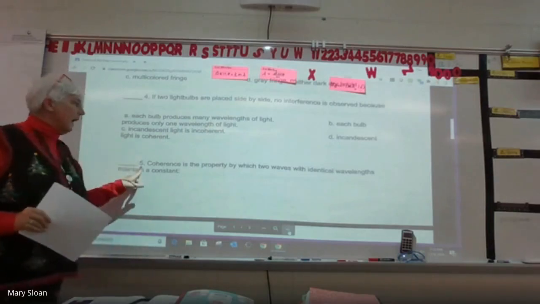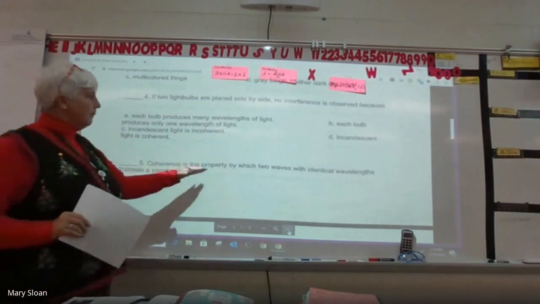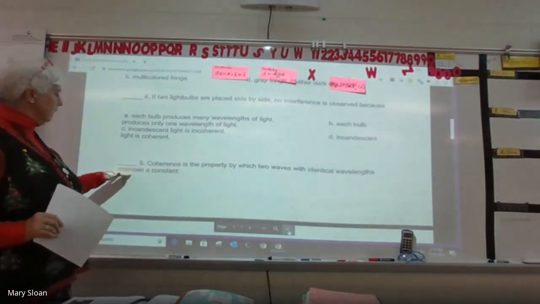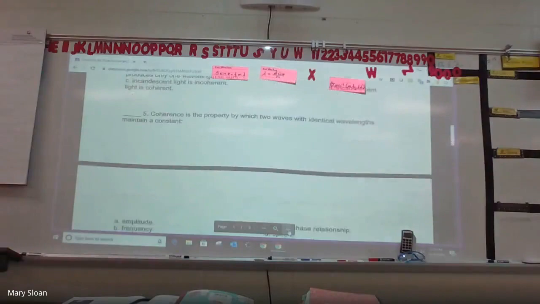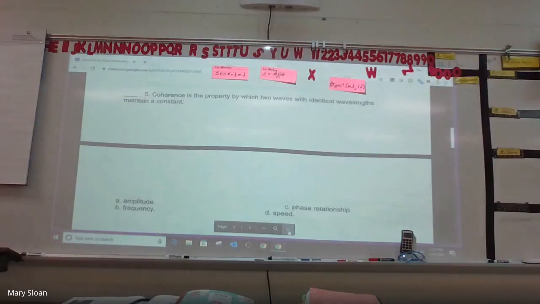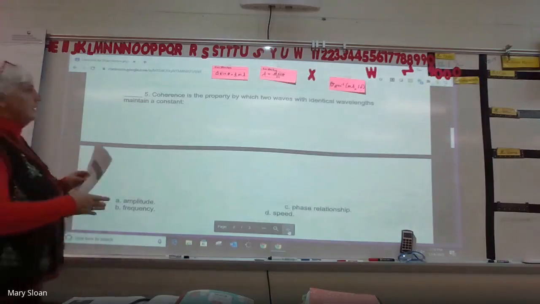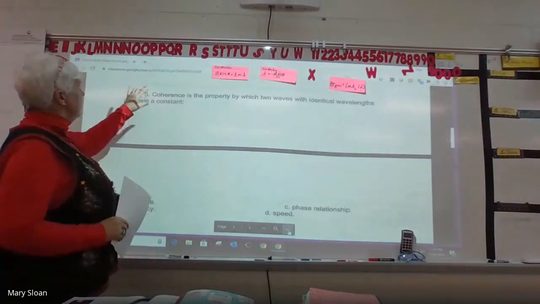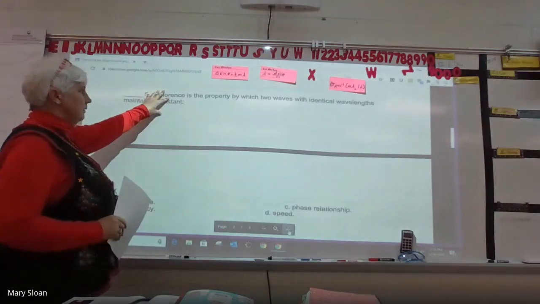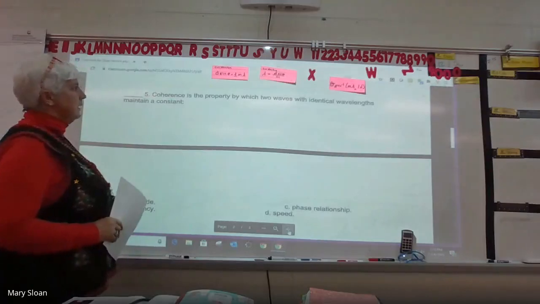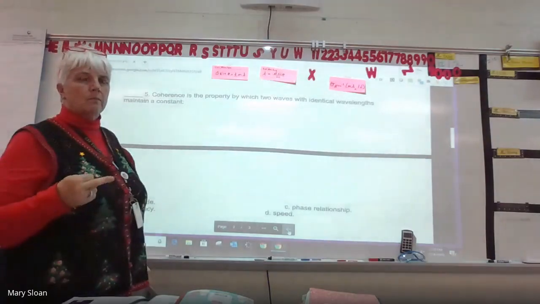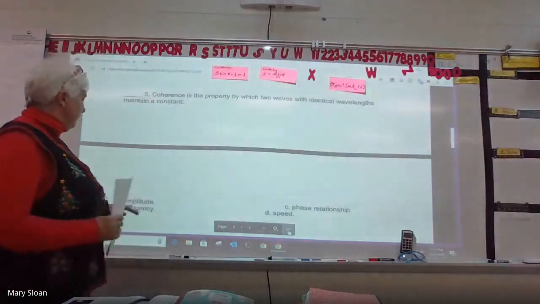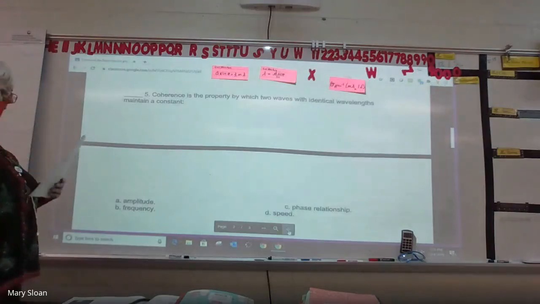Very perfect. Number 5. This is a property by which 2 waves with identical wavelengths maintain a constant... What did you decide on that one? I said B, frequency. Okay, so when we're talking about 2 waves with identical wavelengths maintaining a constant, you think it's frequency, but does frequency consist of two waves? No. Nope, so it can't be frequency. Let's think again. What do you think, Abby?